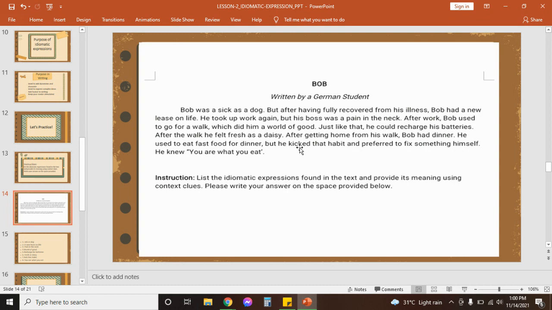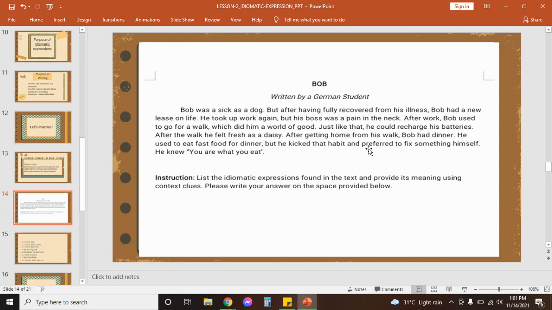It seems that you really understood our lesson. Very good, Miss Jaya. What do you think is the meaning of kick that habit? Giwala na niyang habit nga mukaon siya og fast food. Yes, very good. So he overcame or gave up that habit, to not eat fast food for dinner because it's very unhealthy, and he cannot regain his energy or recharge his batteries if he continuously eats fast food for dinner. Okay, very good, everyone.